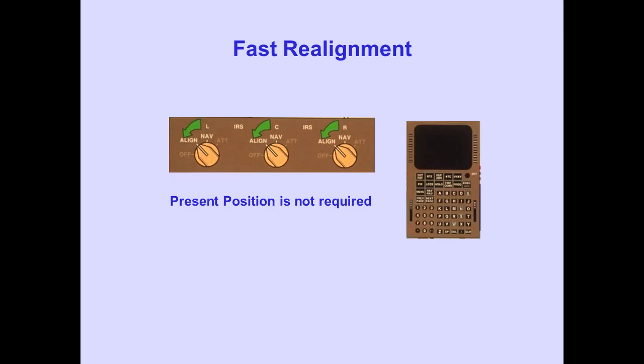A fast alignment may be accomplished if the combined operating time from the last full alignment to the next expected arrival does not exceed 18 hours. To accomplish fast alignment, rotate the IRS mode selector to align, enter present position, and rotate the IRS mode selector back to nav. Although it's not necessary to enter the present position, doing so results in greater accuracy.